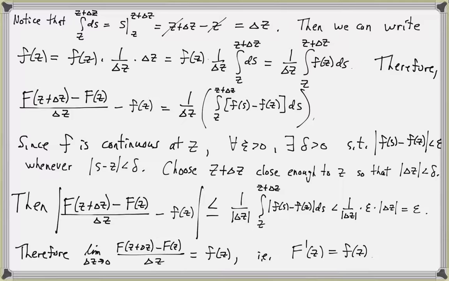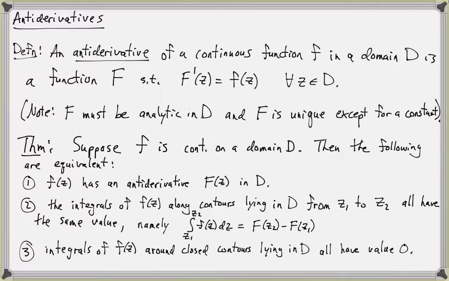So this establishes statement 1. So this concludes our theorem. We've shown that all or none of these statements are true. That is, they are all equivalent. If f has an antiderivative, capital F, then the integral of f along contours, line and D, all have the same value, and integrals of f around closed contours, line and D, all have value 0.